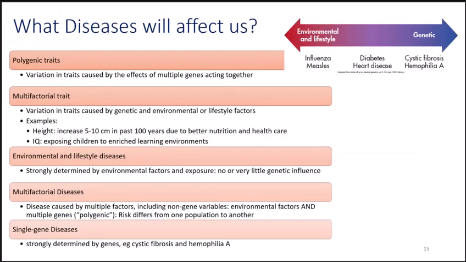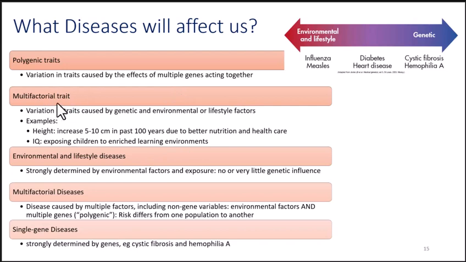Okay, so just at our last slide here, not a whole lot to go through, but on our final slide, we'll talk briefly about what diseases will affect us, and we're going to define a few terms. The first one is polygenic traits. Poly means many, genic refers to genes. These are traits that arise when you have multiple genes acting together. So in other words, genes can impact other genes.